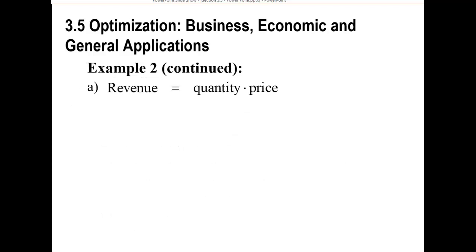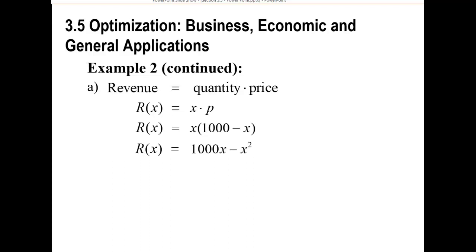All right, so revenue is the money you bring in. So the quantity you sell times the price you're selling it for. That's your revenue. So X is your quantity, P is the price. So they gave us the price function, 1,000 minus X. So this would be 1,000x minus x squared. That's total revenue function.